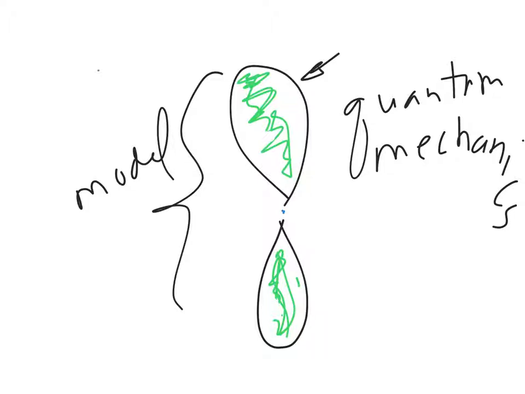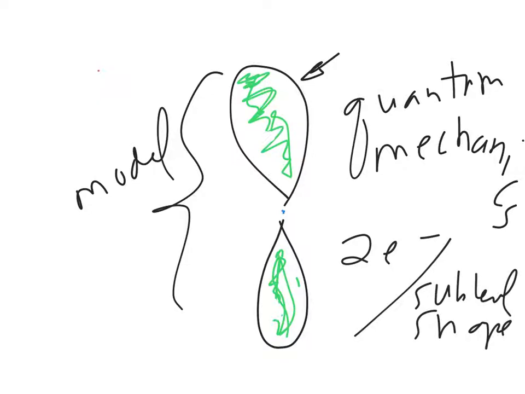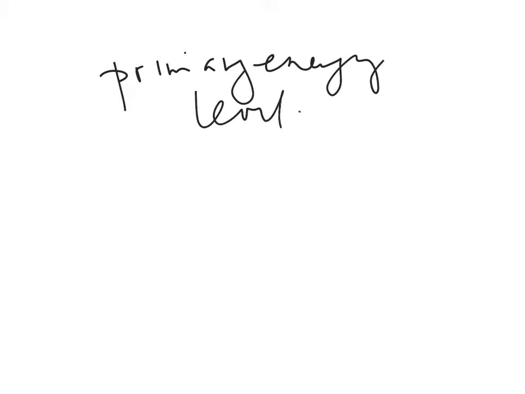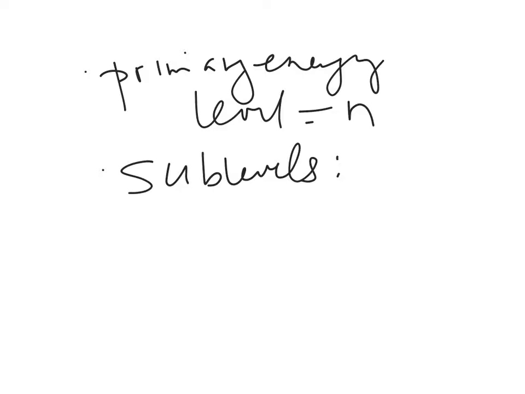The last thing to remember is that with these models, with these S, P, D, and F sublevels within the energy levels, these shapes can each hold 2 electrons per sublevel shape. Okay, so just to summarize, we have the primary energy level, and that's N. And within that primary energy level, we have different sublevels, and there are a different number of each sublevel.